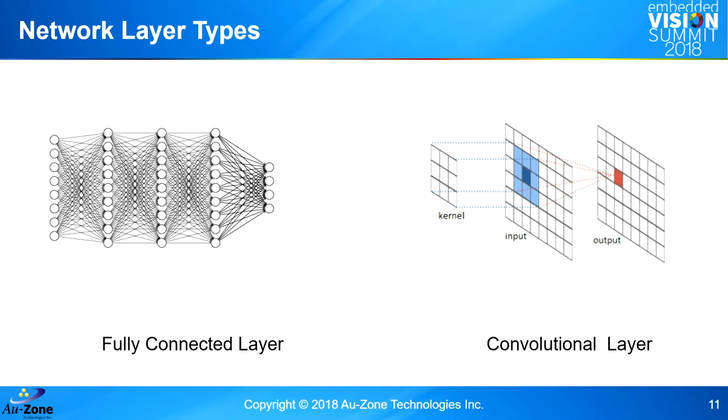When looking at the different network types you could implement for a vision application, typically there are different layer types, so it's good to have an understanding of what the resource constraints are for those layer types. You can look at fully connected layers, or dense layers, and convolutional layers.